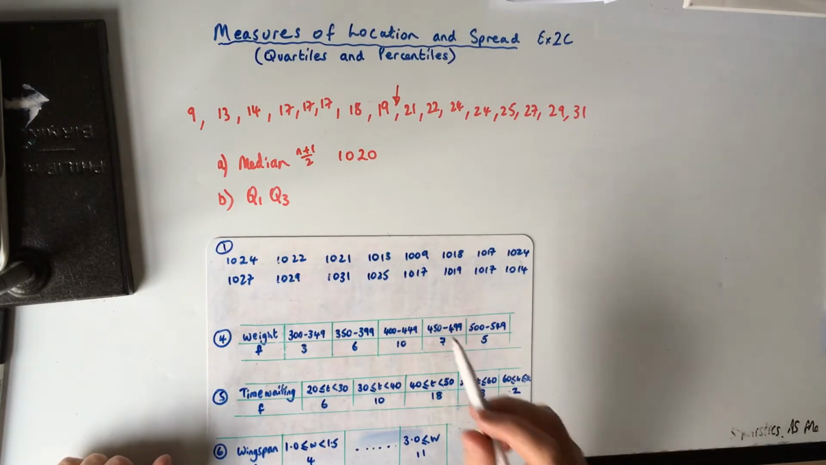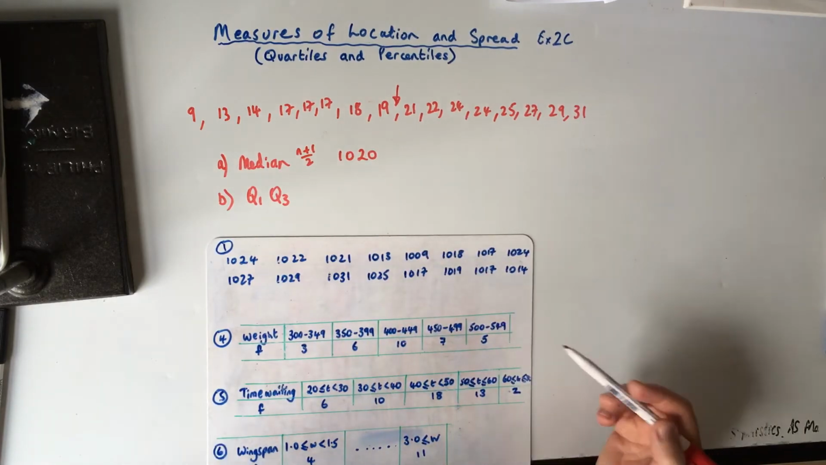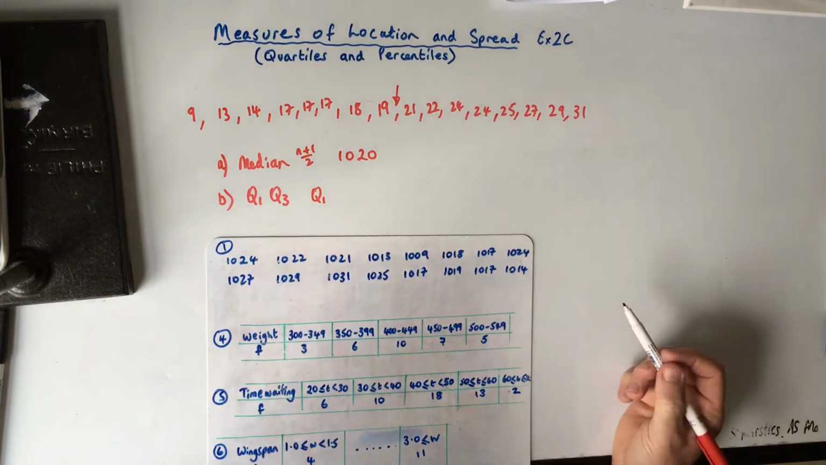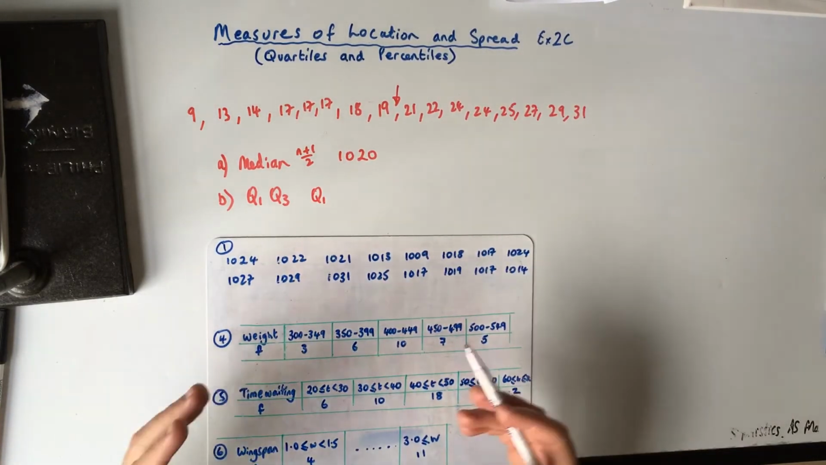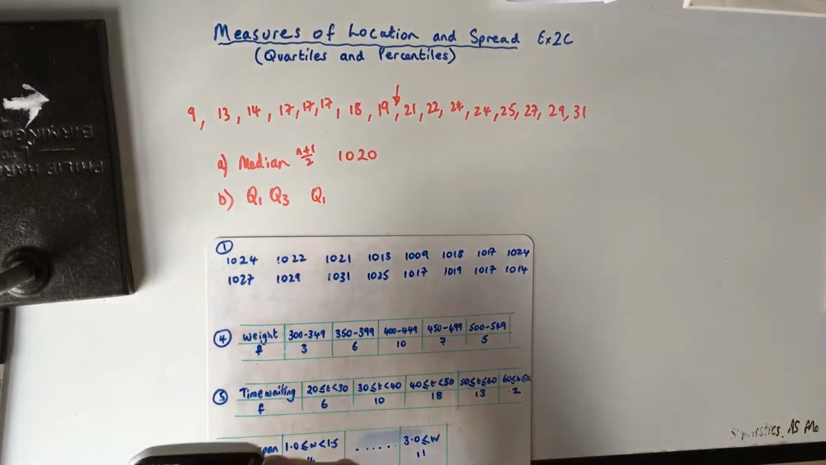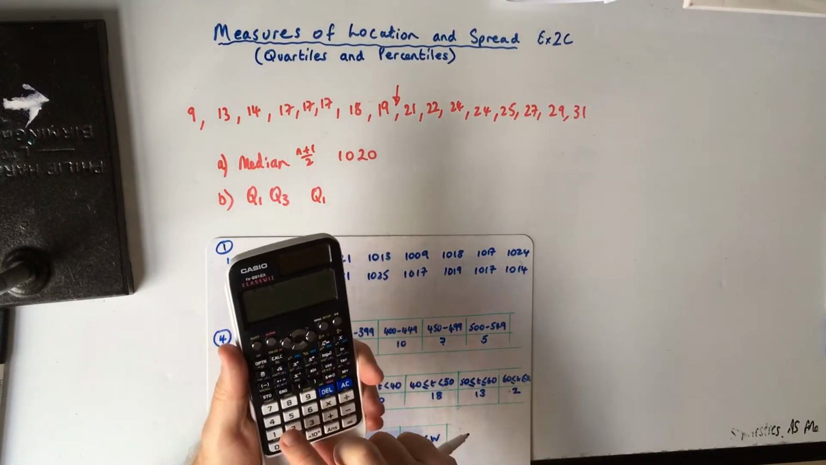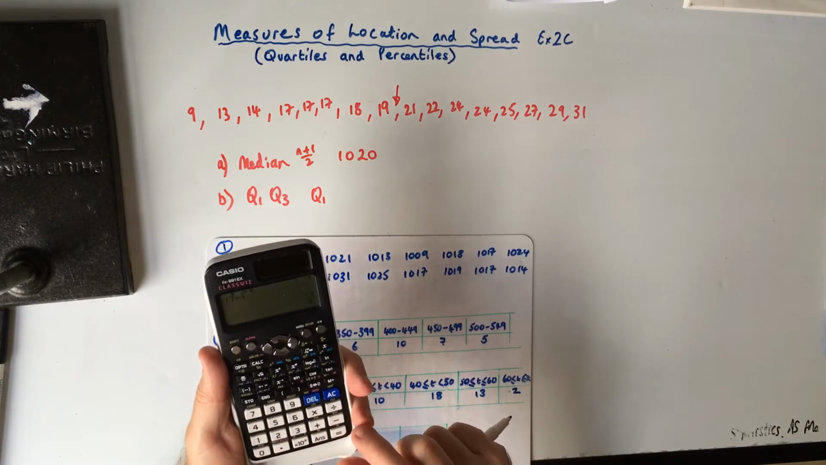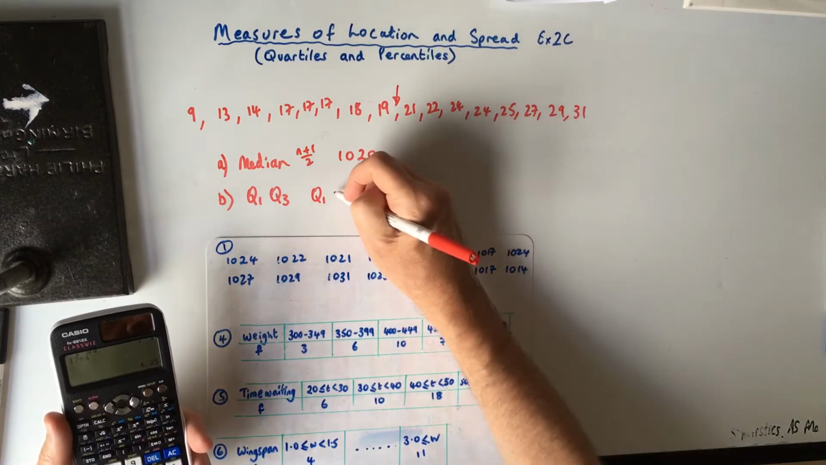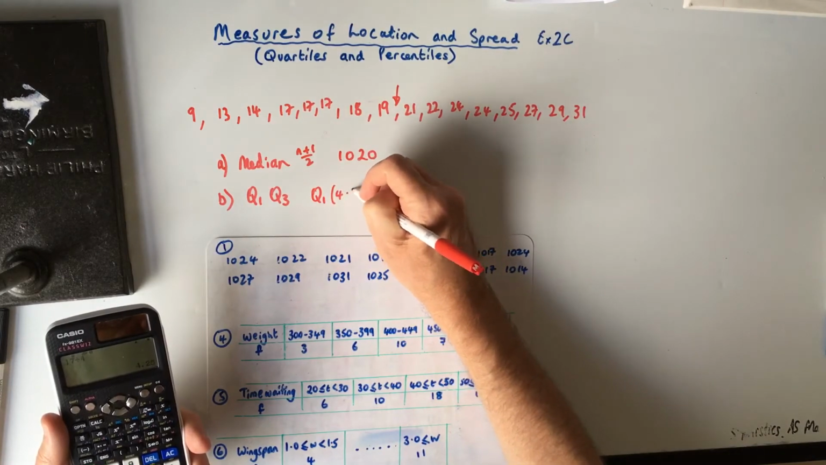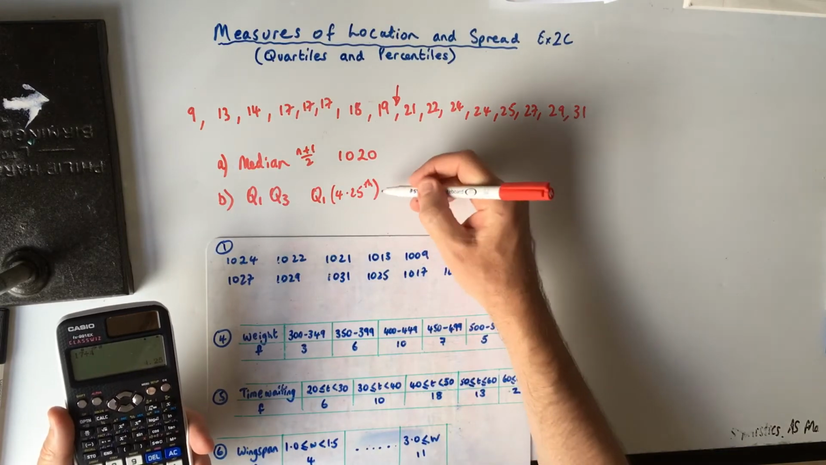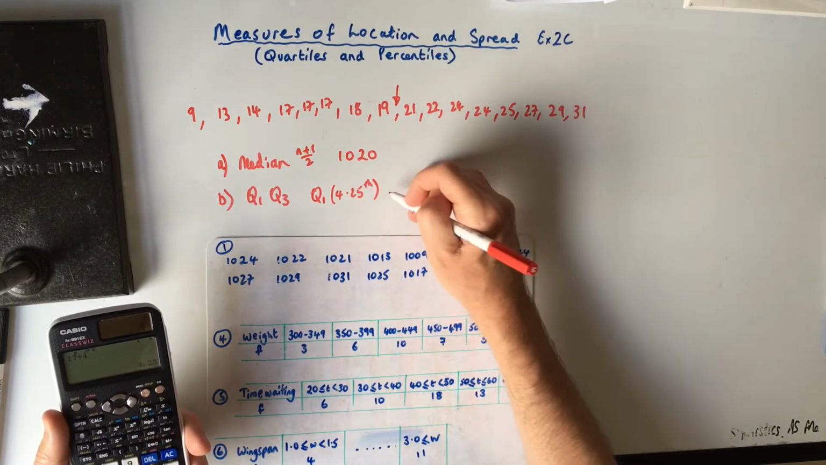When you go 17 divided by 4, let's do Q1. 17 divided by 4 is obviously 4 point something. Let's just check what that is. It's 4.25, isn't it? 4.25. Q1 is the 4.25th figure. Because this is a decimal, we round up.